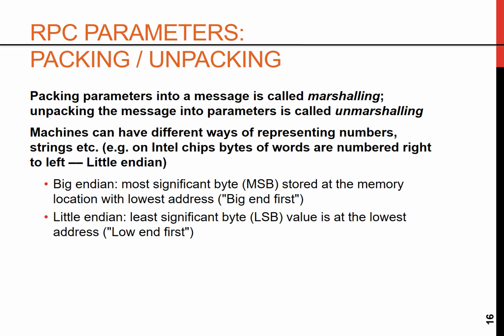Different machines use different methods of storing bytes, which affects how data is marshalled, and there are two different methods, also known as two types of endianness, which can be used on different machines. If a machine uses the big endian method, then it stores the most significant byte at the lowest memory address, essentially putting the big end first. The little endian method stores the least significant byte at the lowest memory address, placing the little end first.